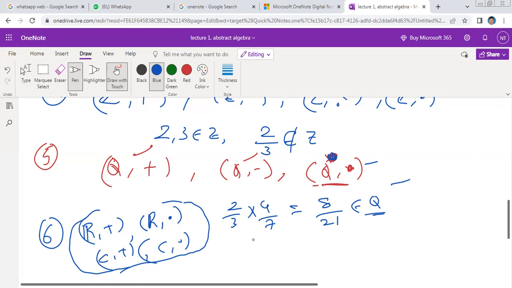If you take addition, A plus B should be in the set itself. If you take multiplication, A dot B also belongs to R. In general, if you take any two elements in R, and the operation is star, then the result also belongs to R. That operation is called a binary operation. That's all. These are just examples of binary operations.